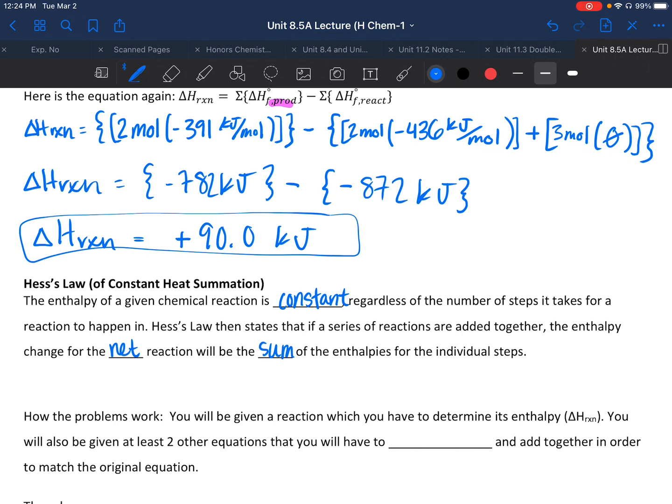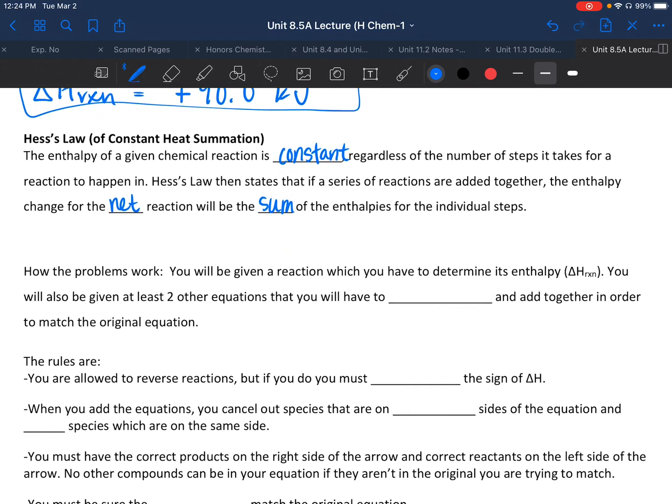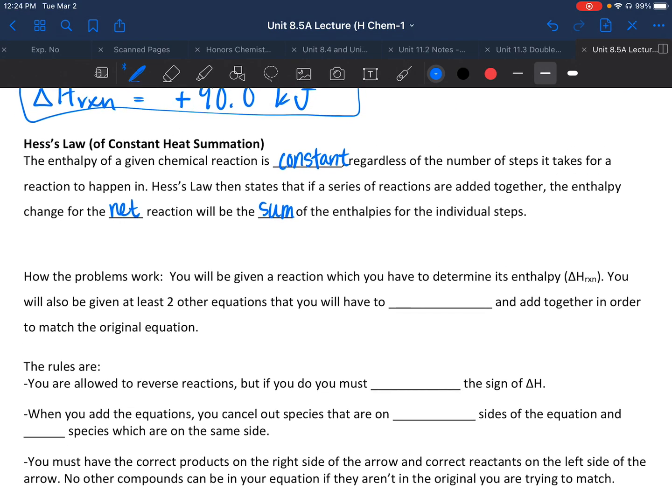And so you have to remember when we are manipulating these reactions that we are changing the delta H. And so we'll discuss the steps kind of to go about these problems here. And so typically how these problems work is you'll be given a reaction and be asked to determine delta H. You'll be given at least two other reactions that you're going to have to manipulate.